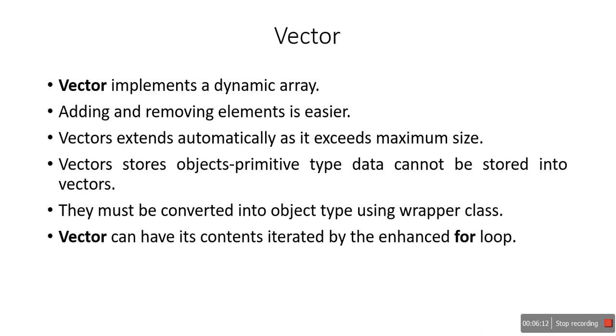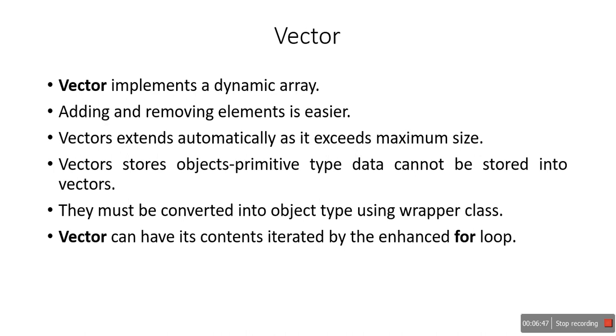They must be converted into object type using a wrapper class. We will see what a wrapper class is in the next topic, which is mentioned in the syllabus. So just remember, every element which you want to store in a vector must be converted into an object type using a wrapper class. Wrapper classes are used to convert a primitive data type into an object type. That is the use of a wrapper class.